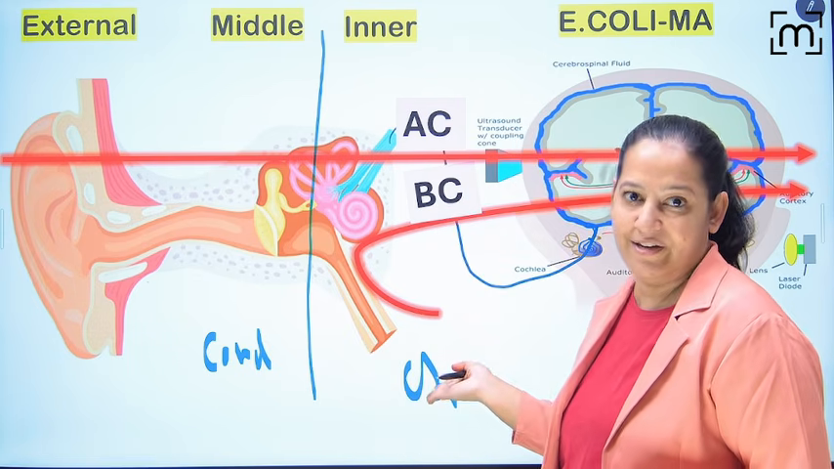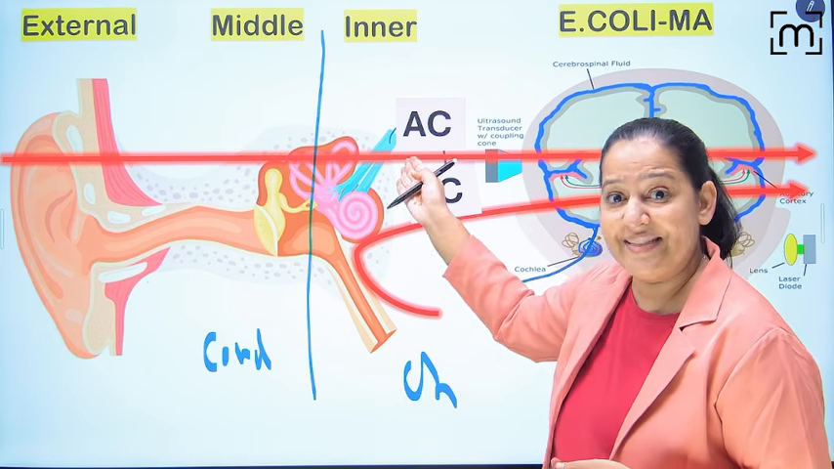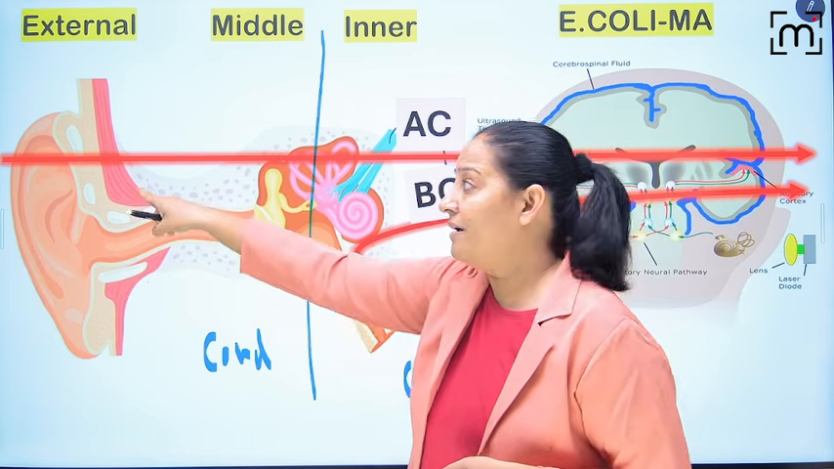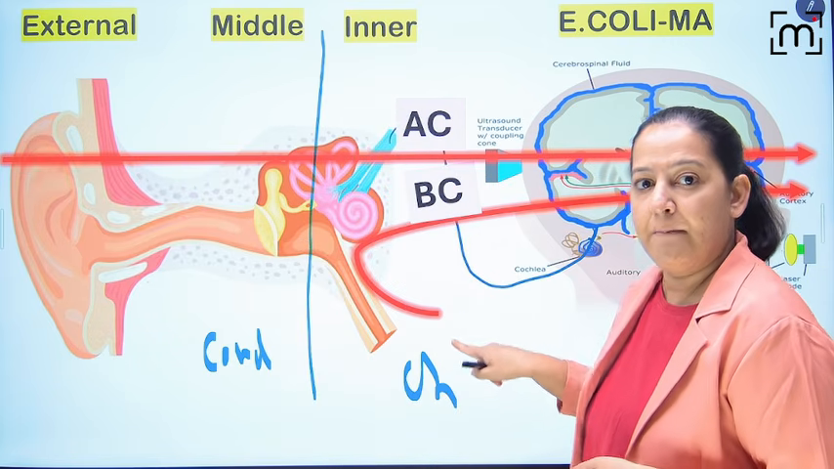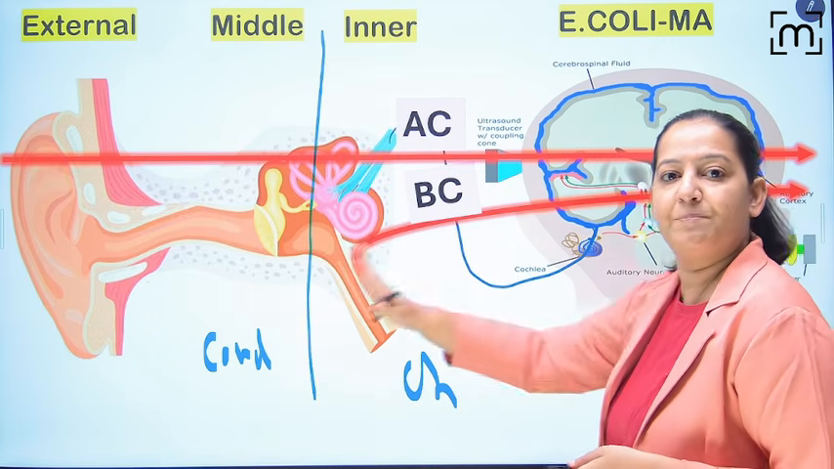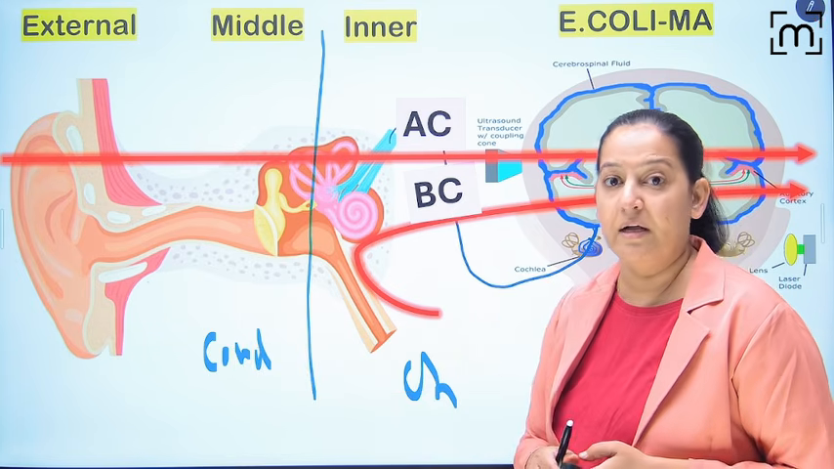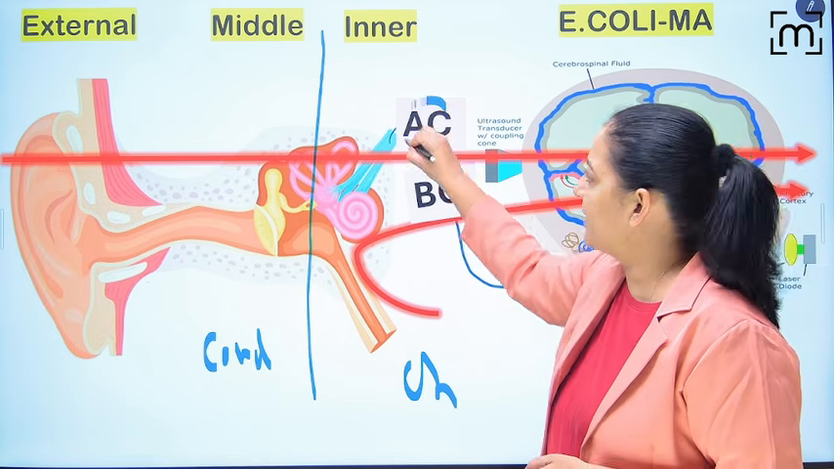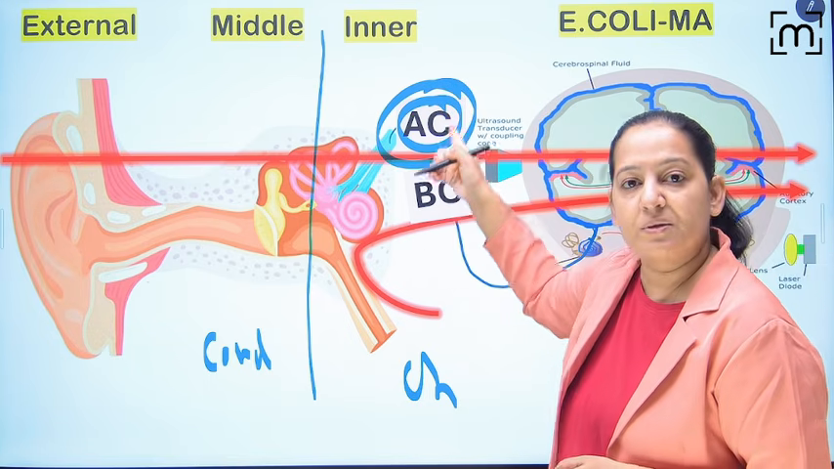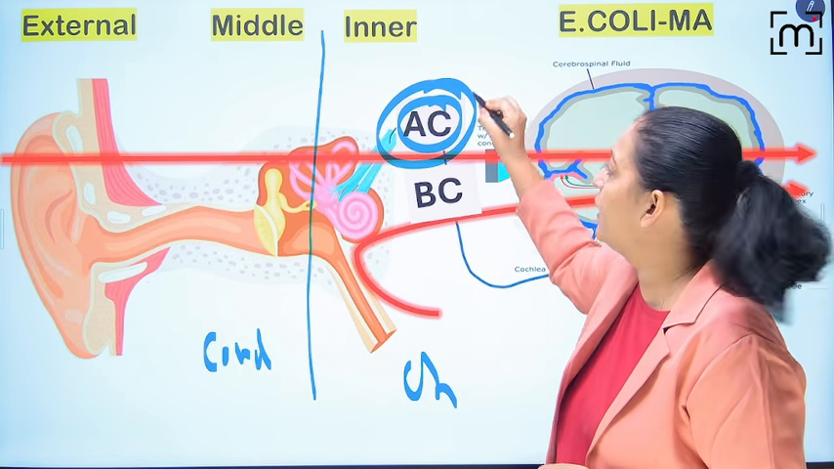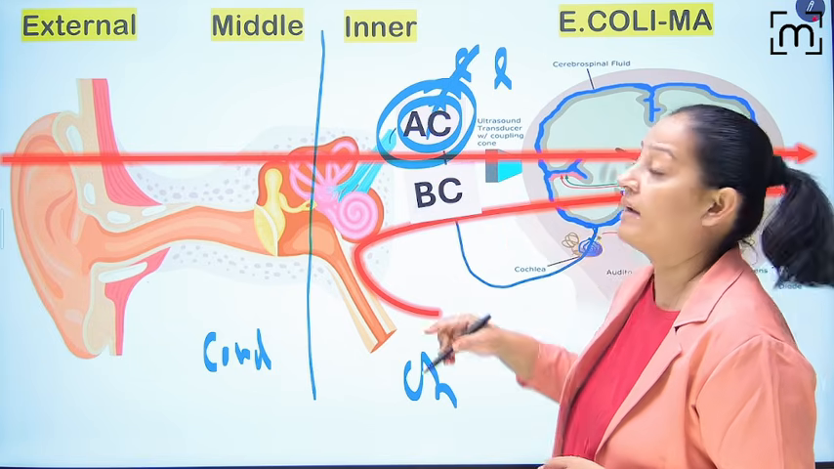You can see it here. If you understood what is AC, what is BC, you can comment. For AC, the sound wave has to travel from this to this. It is longer. But for BC, it is traveling only this. It is bypassing the conductive pathway. So AC is longer than BC. Length-wise, this one is longer. Intensity-wise, this one only is louder. So this is longer and louder.